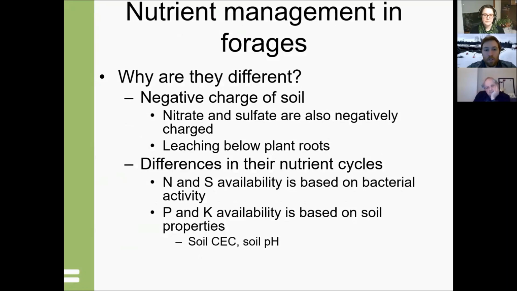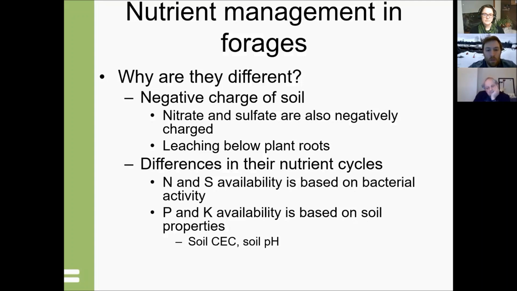So why are these nutrients different? The first thing is the negative charge of the soil. Nitrate and sulfate are negatively charged, and so is your soil. If you think about when you were a kid playing with magnets, they repel each other. So nitrate and sulfate can essentially move through your soil profile and not really touch anything. They can leach well below your plant roots, so it's just gone. It's unavailable for the plant to take up.